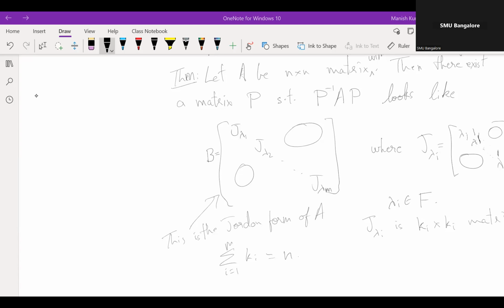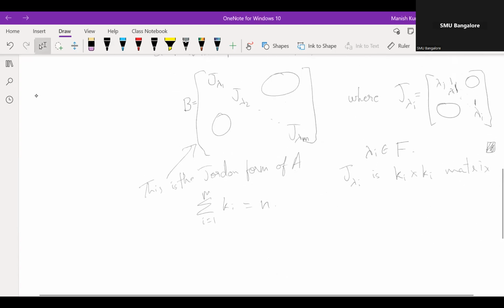Let's look at J lambda. So let's say J lambda looks like this matrix: a bunch of lambdas, and 1s at these entries. So let's just concentrate on J lambda. What is the minimal polynomial of J lambda?